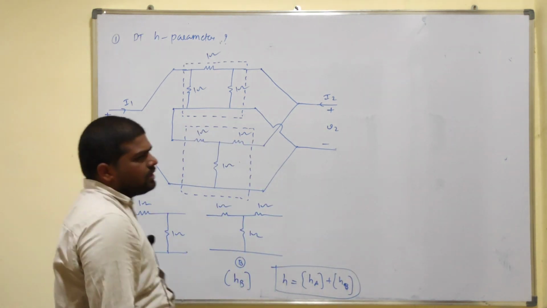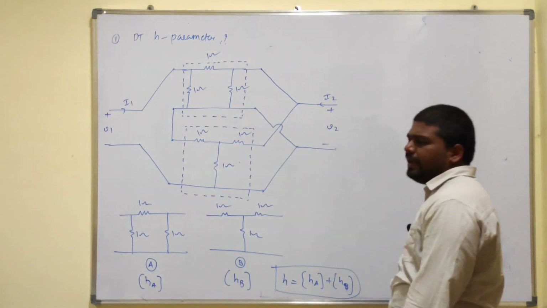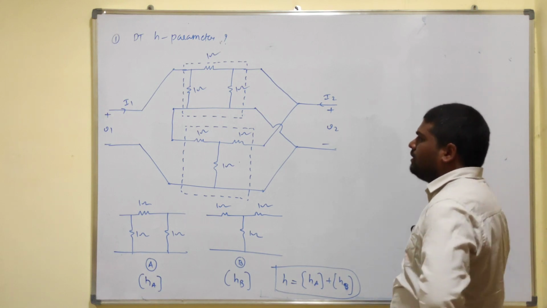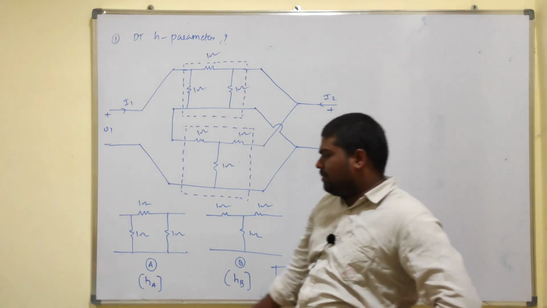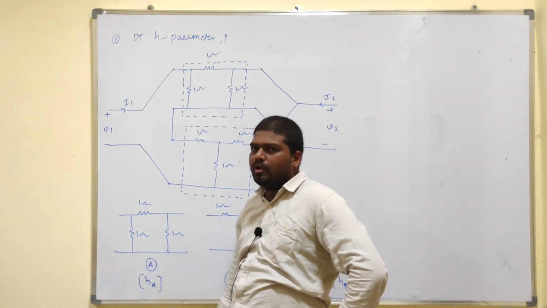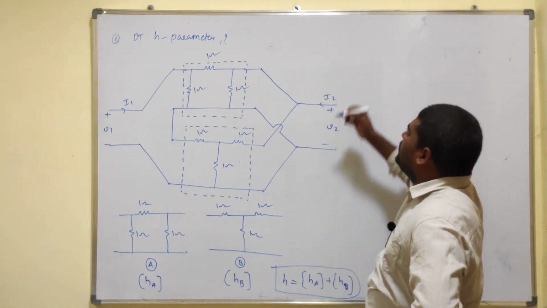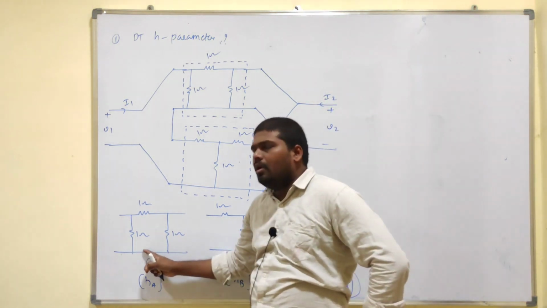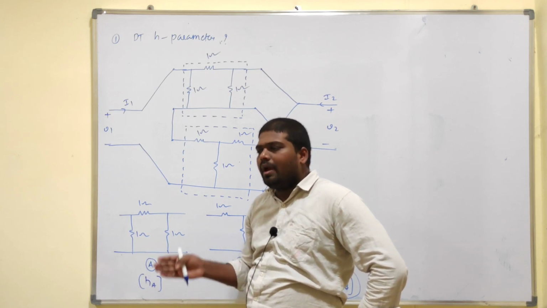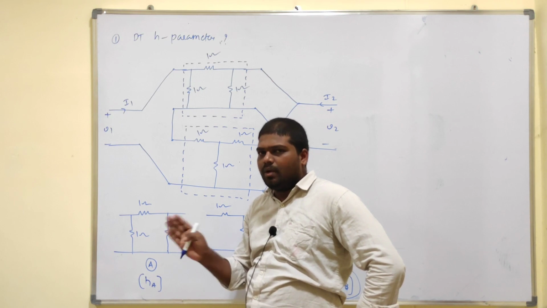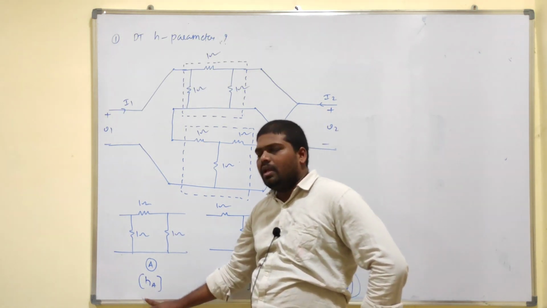Okay. So first we need to find out the H matrix for this pi model, right? The H matrix for the pi model, right? So now we have two ways. We can find out the H matrix for this network in two ways. So first way: for the pi model, we can write Y parameters directly, right? So H to Y conversion and Y to H conversion can be useful to find out the HA matrix.